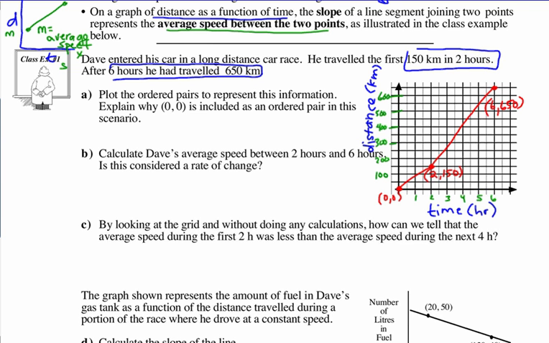Okay. So explain why 0, 0 is included. We want to use words whenever we see explain. And if we have a distance time graph, let's remember first 0 be 0, x is hours, so 0 hours, 0 kilometers. Why does it make sense that we went 0 kilometers in 0 hours? Well, when we just start, we haven't moved yet. So after 0 hours, he has traveled 0 kilometers.